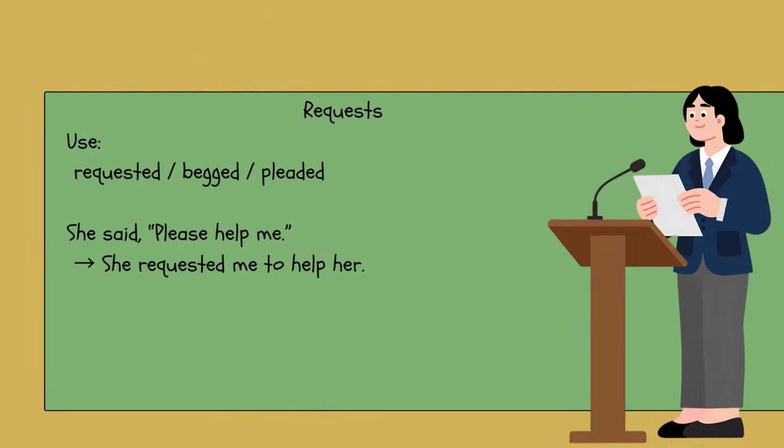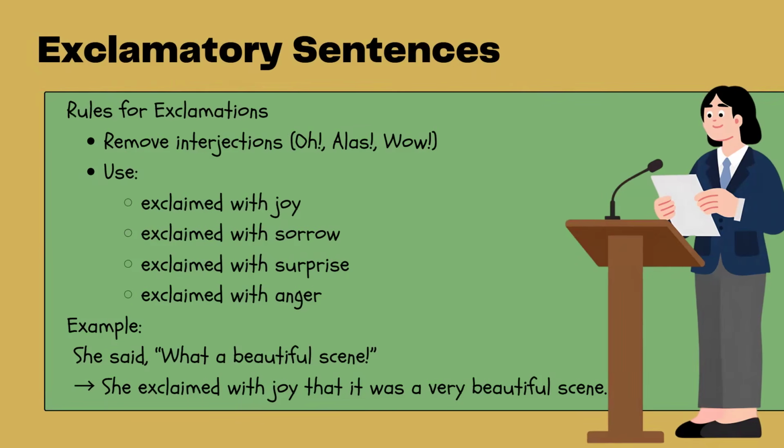Moving on to exclamatory sentences. Exclamatory sentences express strong emotions, like what, oh, alas, wow. Use phrases like exclaimed with joy, exclaimed with sorrow, with surprise, or with anger. For example, she said, "What a beautiful scene." You're not going to say, "What a beautiful scene." Instead of that, you're going to say, "She exclaimed with joy that it was a beautiful scene." So you're not going to use the exclamatory words. You're just going to change it according to the requirement.